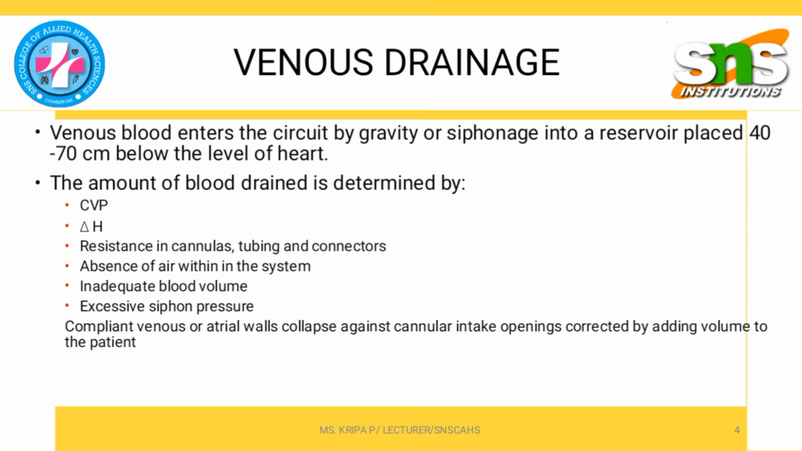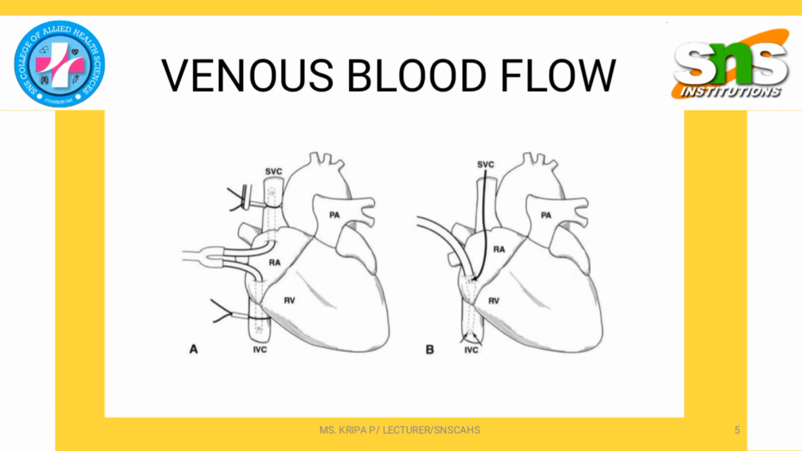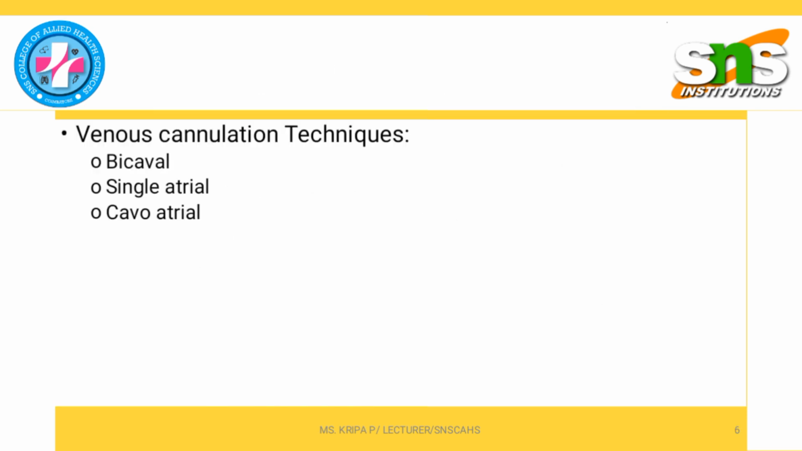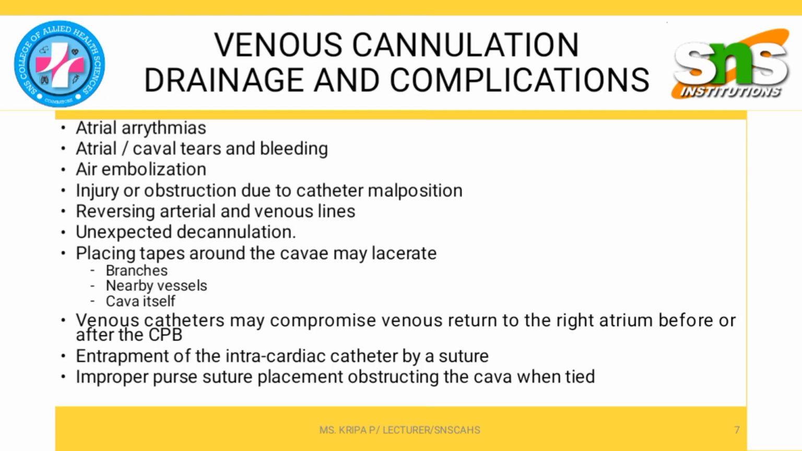Venous drainage. Venous blood enters the circuit by gravity or siphonage into a reservoir placed 40 to 70 centimeters below the level of the heart. The amount of blood drained is determined by CVP, height differential, resistance in cannulas, tubings, and connectors, absence of air within the system, inadequate blood volume, and excessive siphon pressure. Venous cannulation techniques include bicaval, single caval, and cavo-atrial.